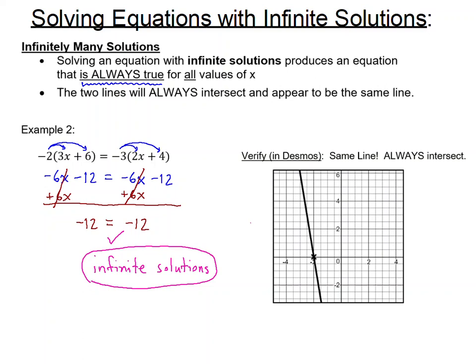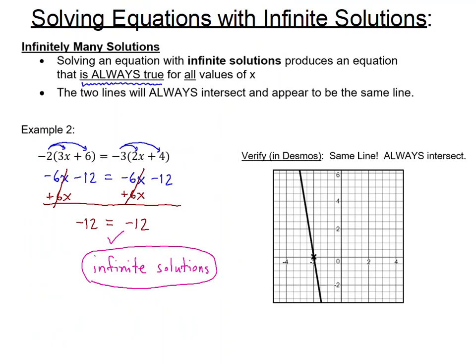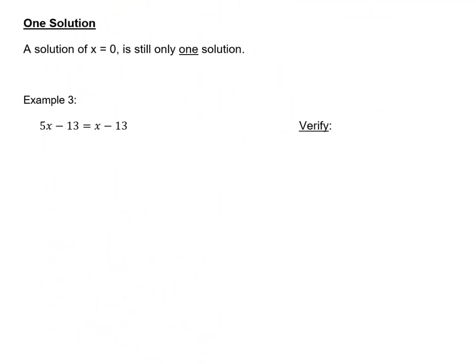So there's two special cases. When your variables cancel away completely from both sides, if the numbers that are left are true, are equal to each other, we have infinite solutions. If the numbers that are left are not equal to each other, we have no solutions. I do want to show one last example, and it's example 3.